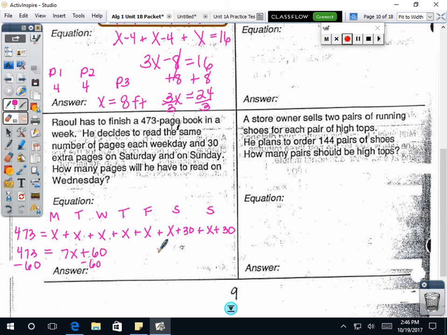Okay, so now we have what equals 7X. And now what do you do? And so X equals, okay, so if they say how many pages will he have to read on Wednesday, what's the answer? What if they'd have said how many pages will he read on a Sunday? 89.